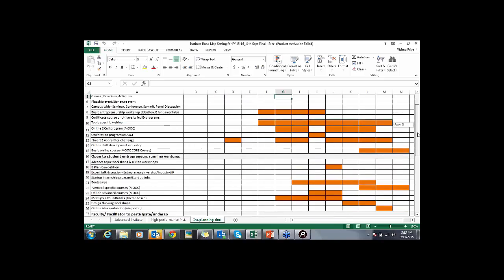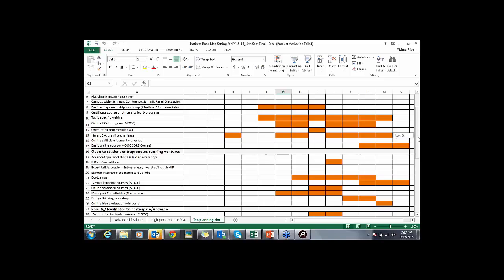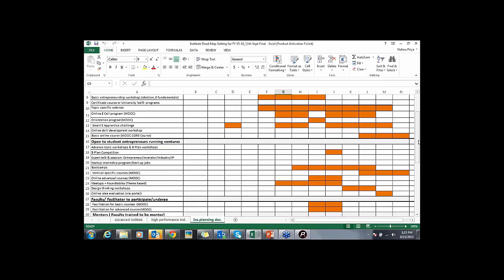So here are the full programs on the left. We have shared this sheet with the team, so please help yourselves to this sheet. All the sheets have been shared. Faculty, please feel free to share this with your ESL students so that everybody has an insight on what they have to aim for. So here is open to student entrepreneurs. Start tracking. That is very, very important. Advanced topic workshops, B-plan workshops, B-plan competitions, expert talks, boot camps, all of that is there.